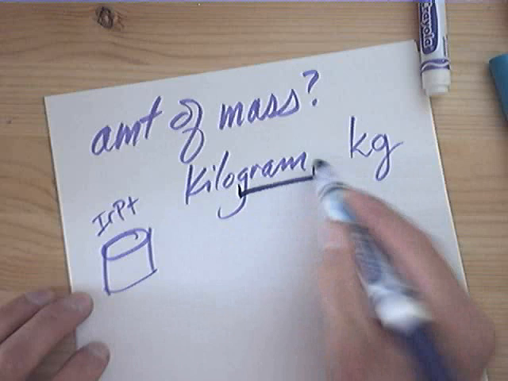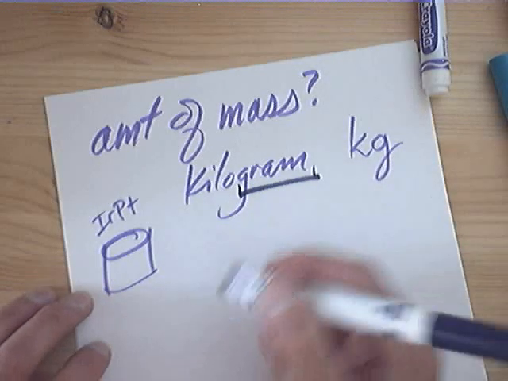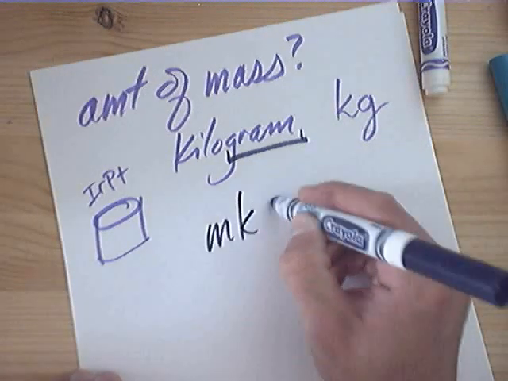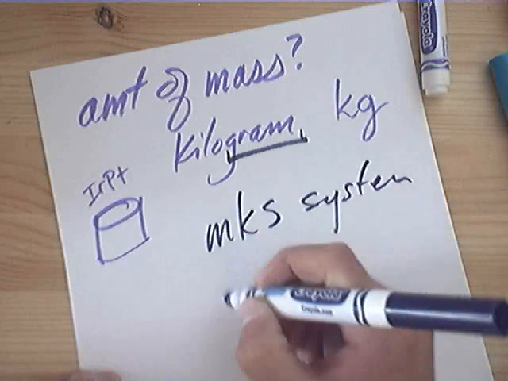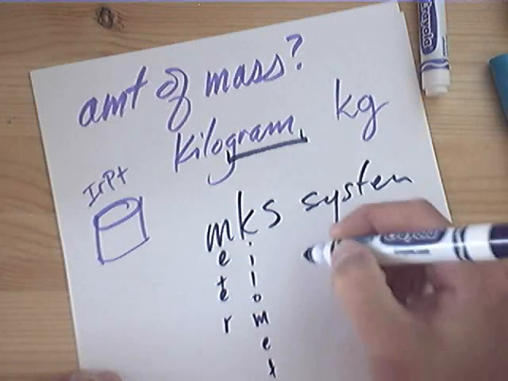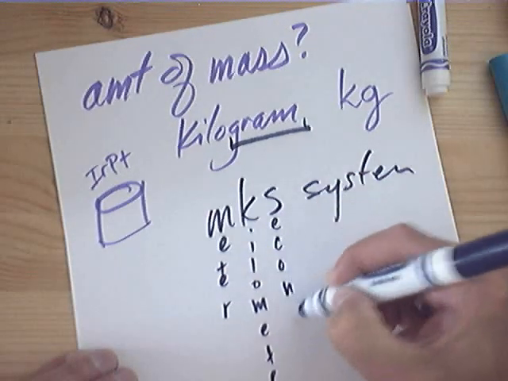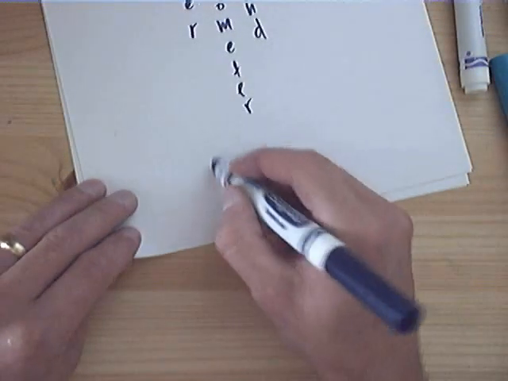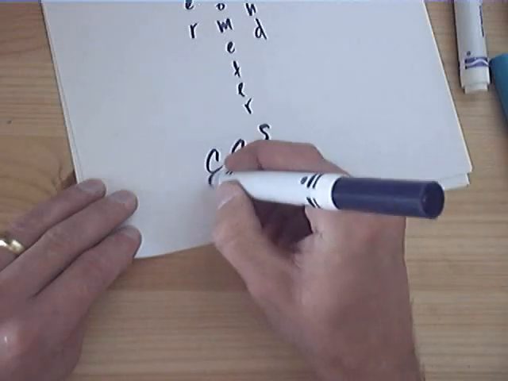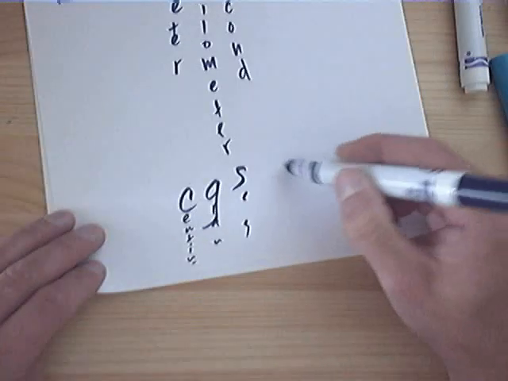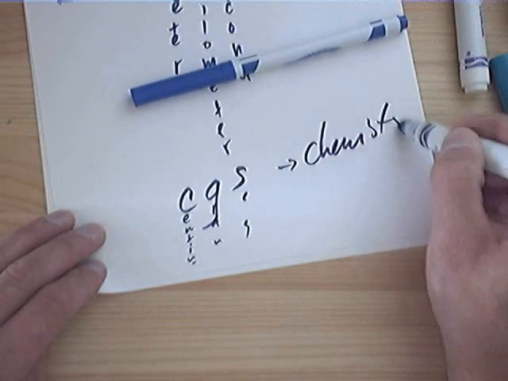why don't we just use a gram as opposed to 1,000 grams? Well, in physics we use what's called the MKS system. That's the meter, the kilogram, and the second. Why don't we use the CGS system, the centimeter gram second system? Well, because that's what chemists use. And I'd rather not use that kind of stuff.